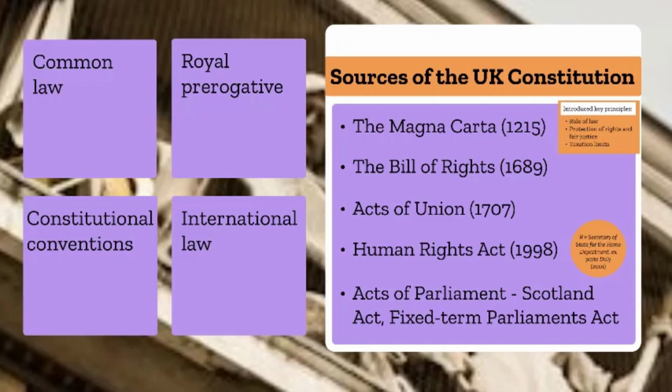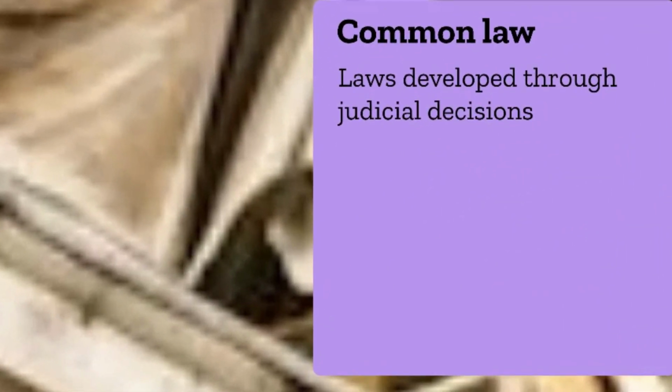So we're going to look in a bit more detail about these other key sources of the UK Constitution now: common law, royal prerogative, constitutional conventions, and international law. And we're going to start by looking at common law. And common law is not written down. Common law is all about how laws are developed and changed through judicial decisions.